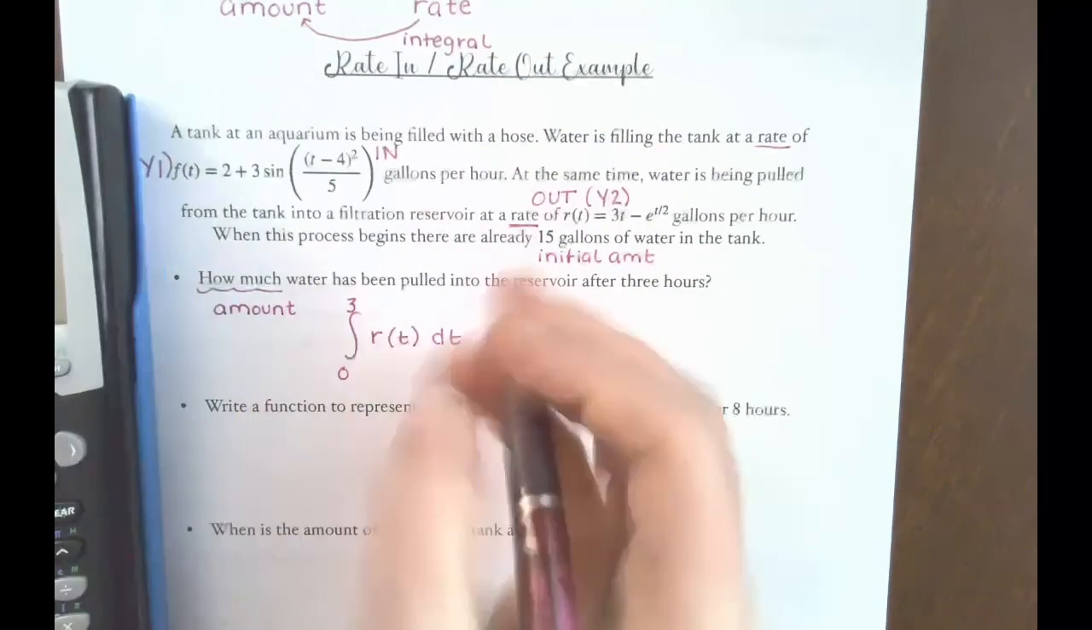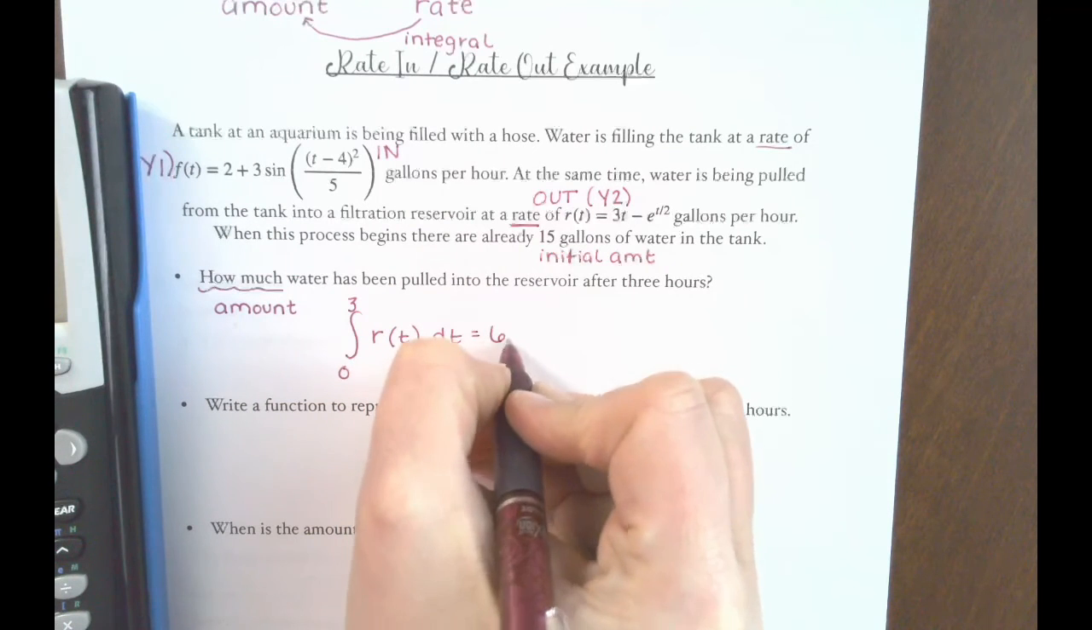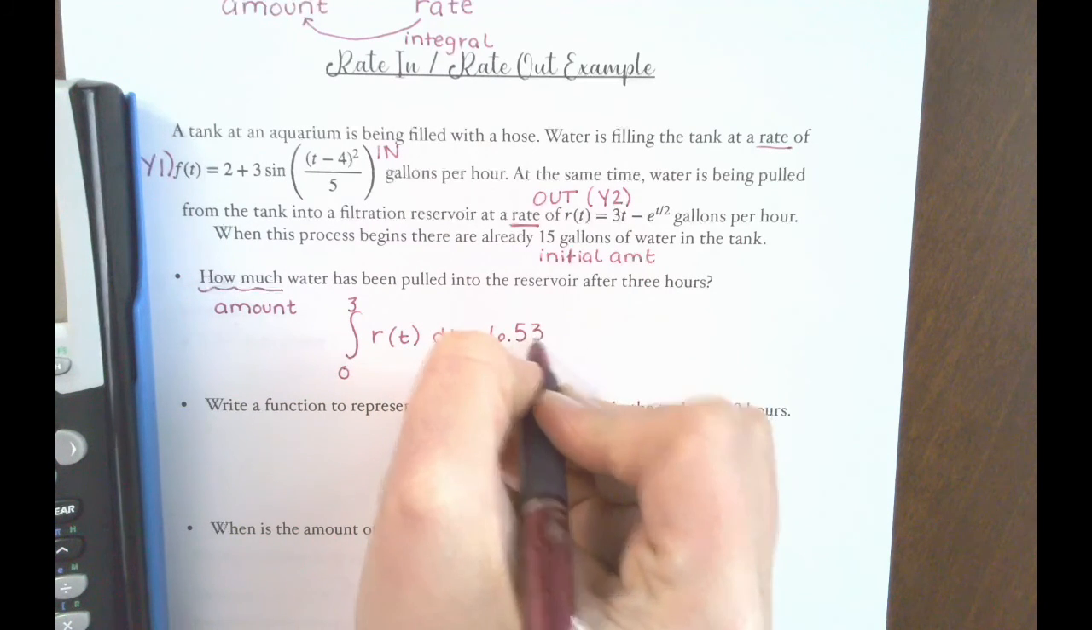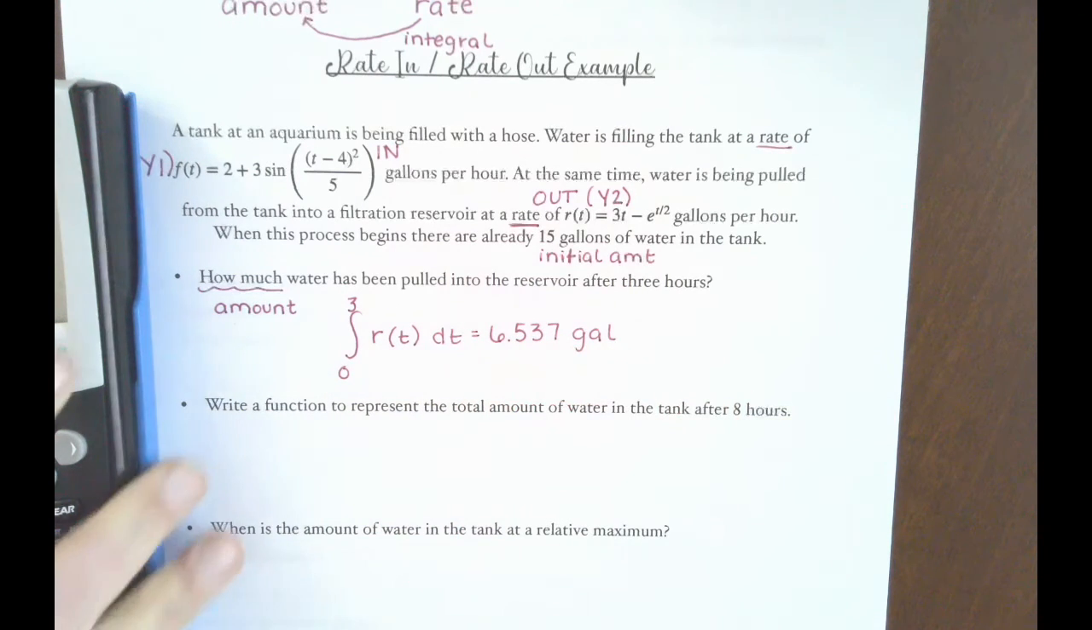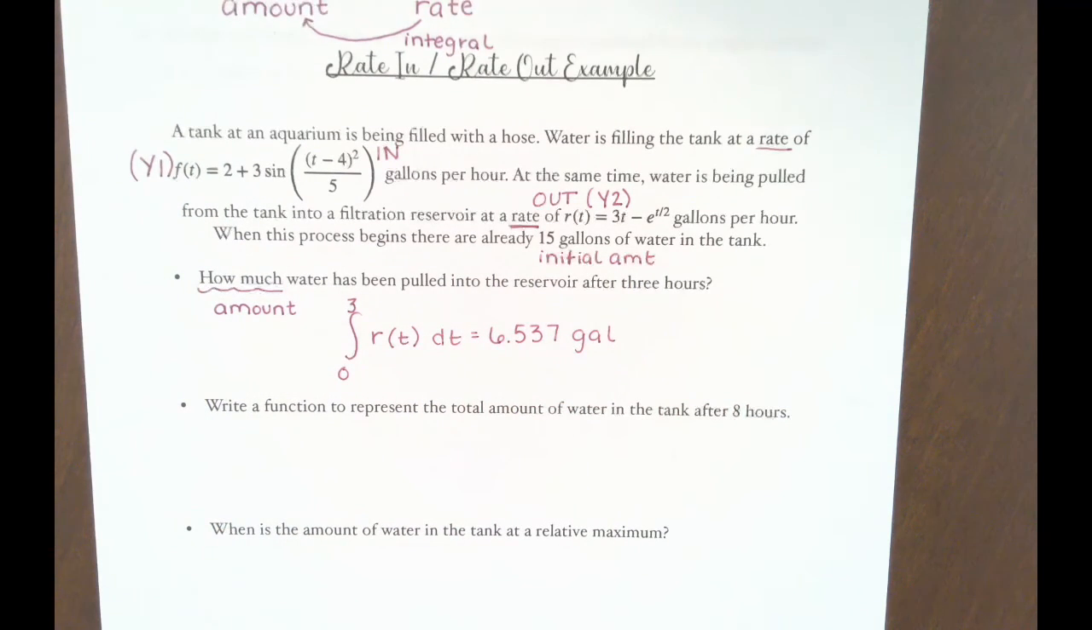And it looks like 6.537 gallons. That's how much has been pulled in, and again, that's an amount, so that's why I'm labeling it gallons, have been pulled into that filtration system.